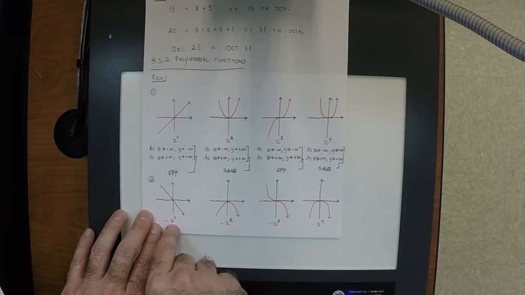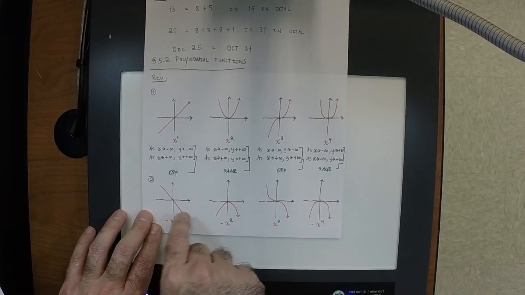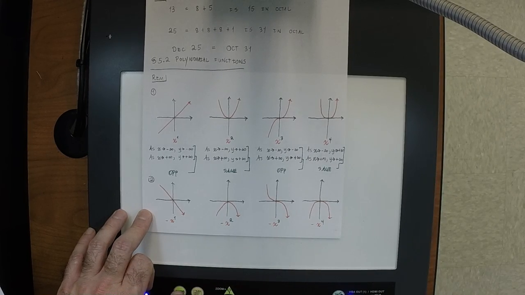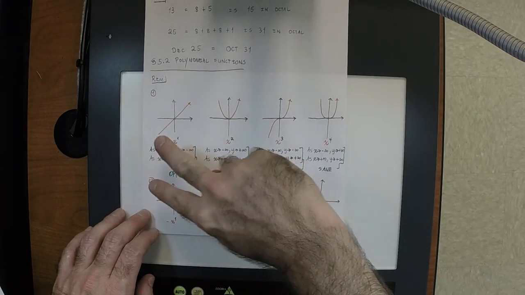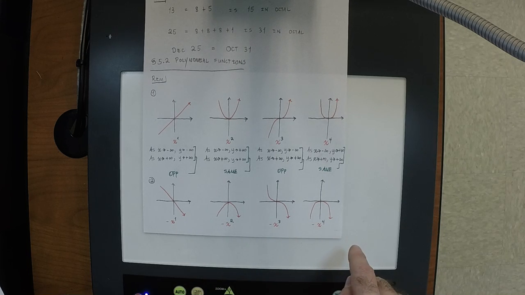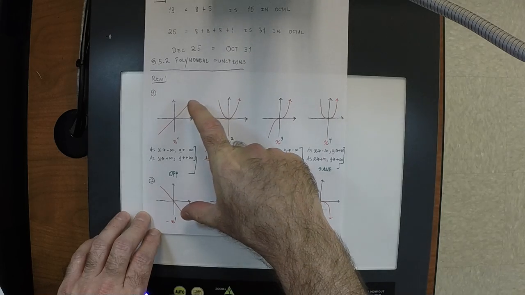Now this is negative. The leading coefficient is negative. Negative 1, negative 1, negative 1, negative 1. And the right branch is always down. There's nothing special about negative 1. If I had used negative 20, it would still be take this one, turn it over, stretch it out, and the right branch would still be down. So the leading coefficient tells you the behavior of the right arm.